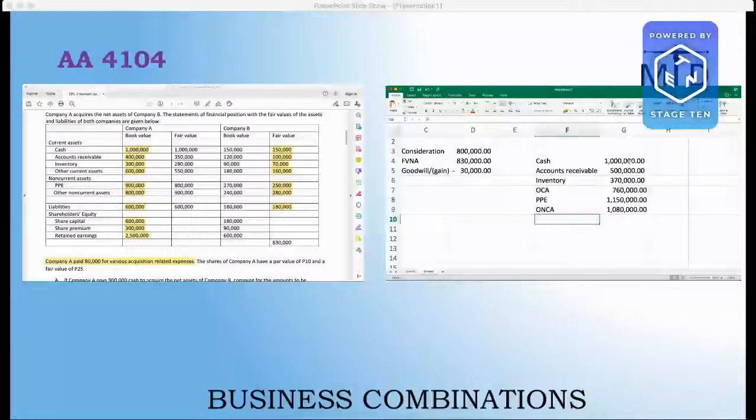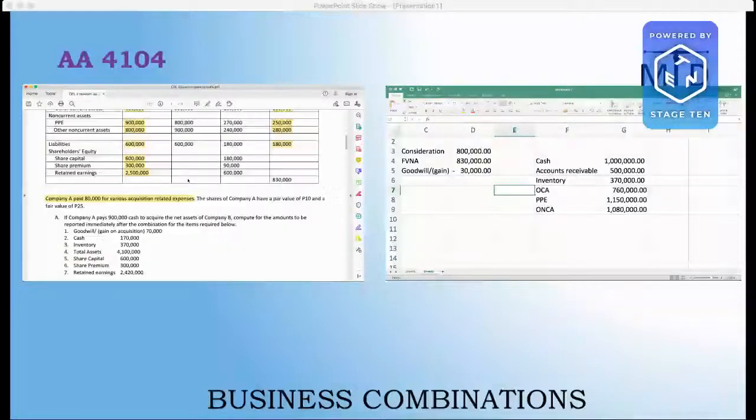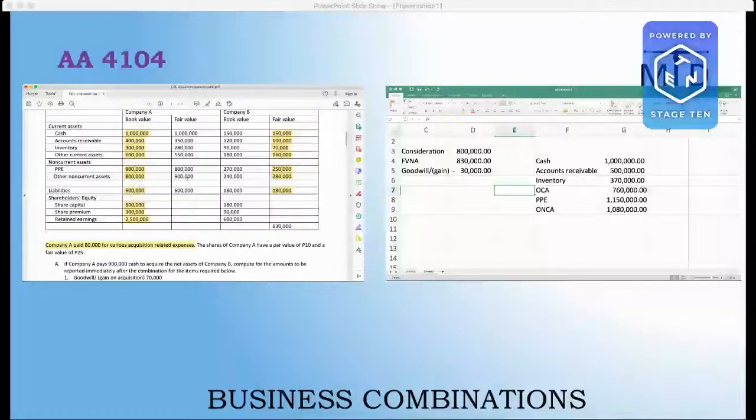Okay. Now we have the amounts that will be reported by the surviving entity, class. And if you will be asked how much is the combined total assets under scenario or case B, class, just add the individual assets.